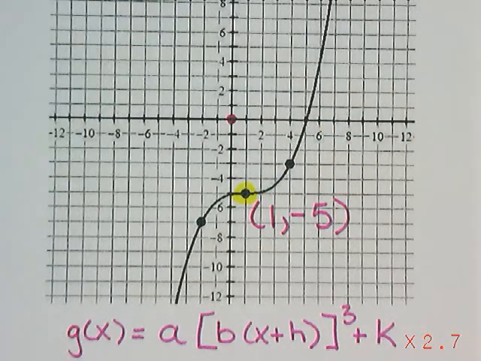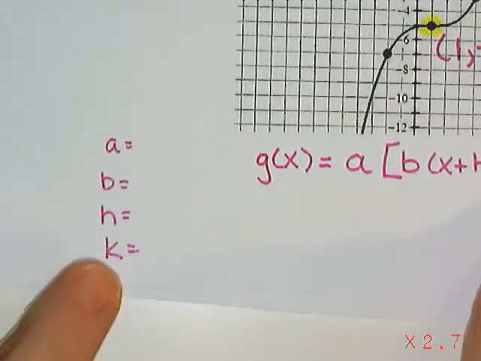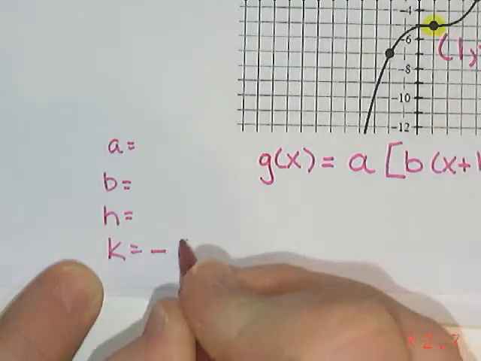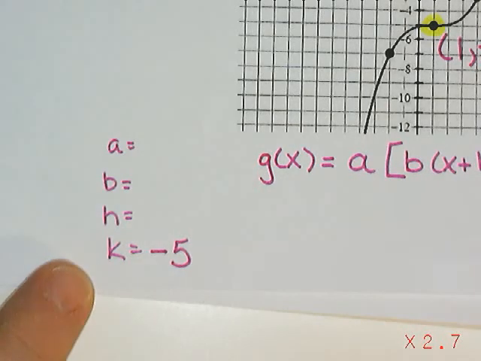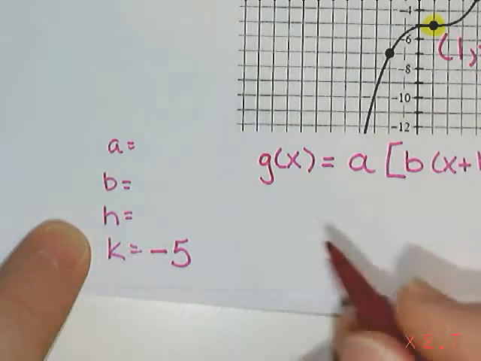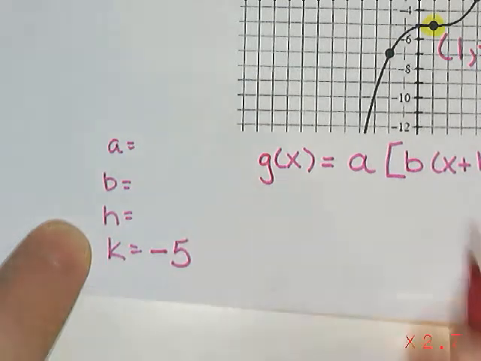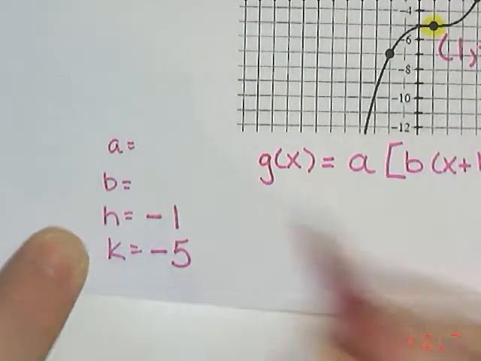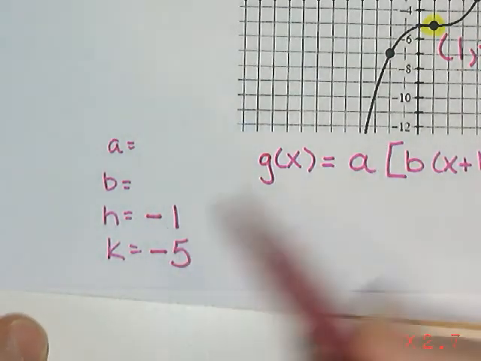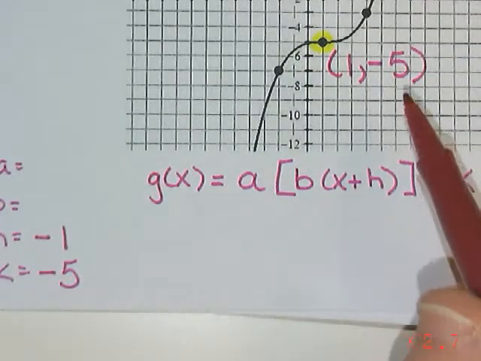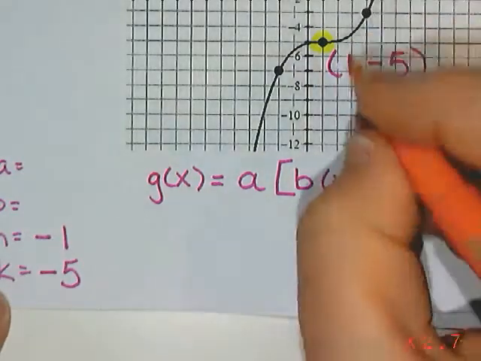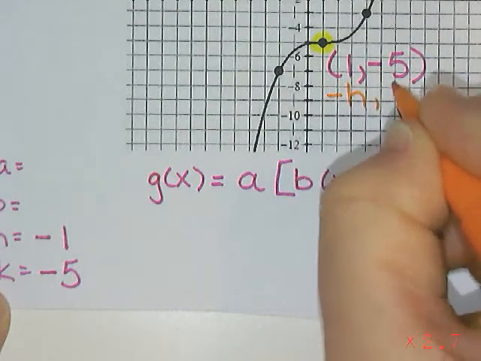What would move it down 5? That would be a k value of -5. And what would move it right 1? That would be an h value of not +1, but -1. It's always the opposite of what you see here. So this is actually -h and k.